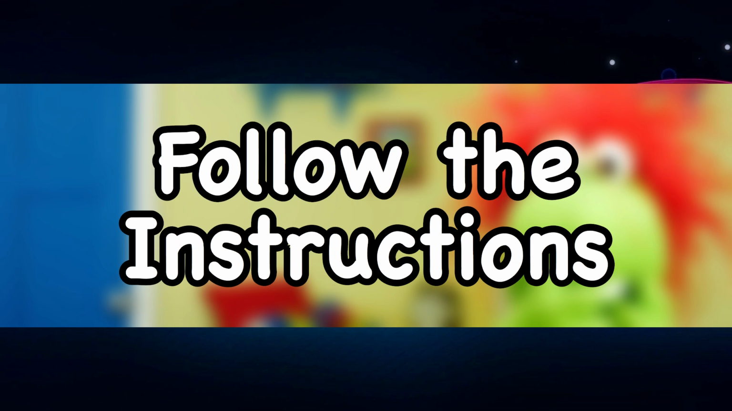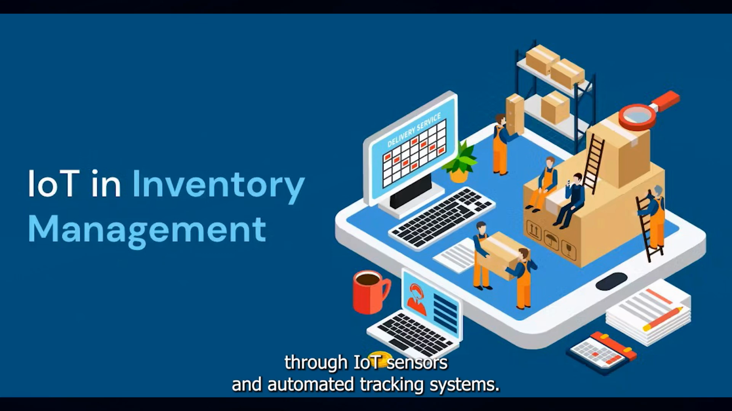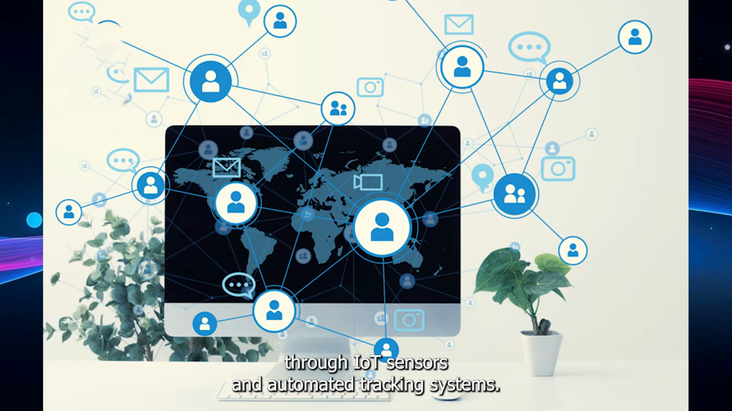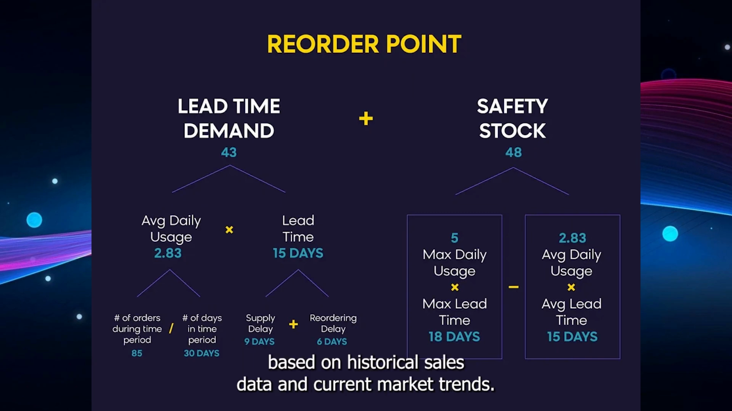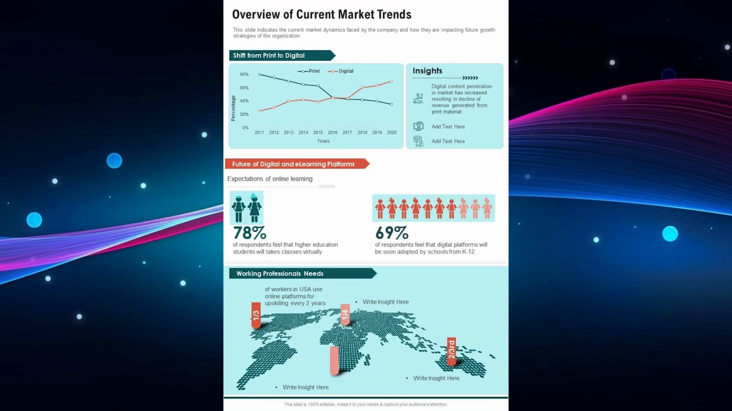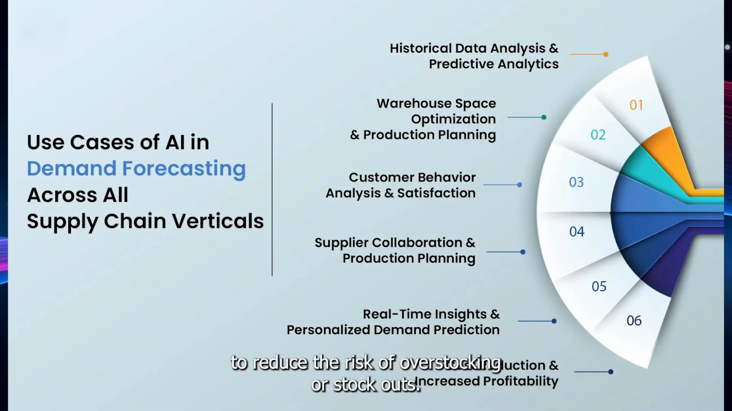Follow the instructions. Ensure your inventory data is accurate and updated in real time through IoT sensors and automated tracking systems. Customize reorder points and lead times based on historical sales data and current market trends. Leverage AI and machine learning for demand forecasting to reduce the risk of overstocking or stockouts.